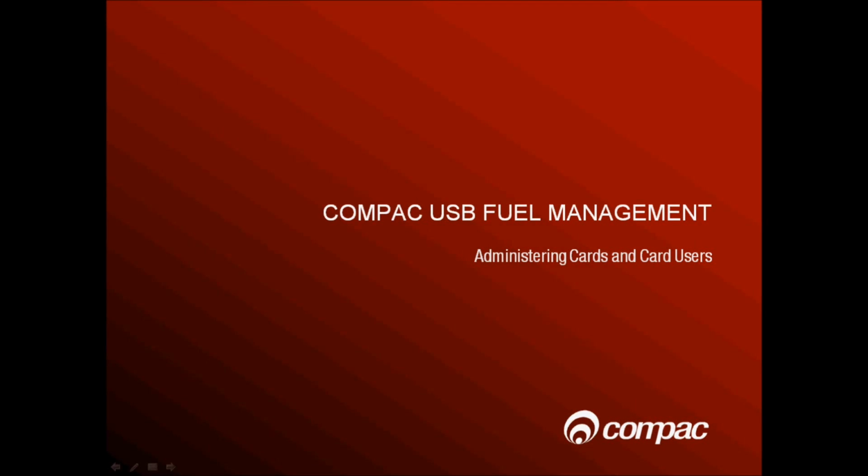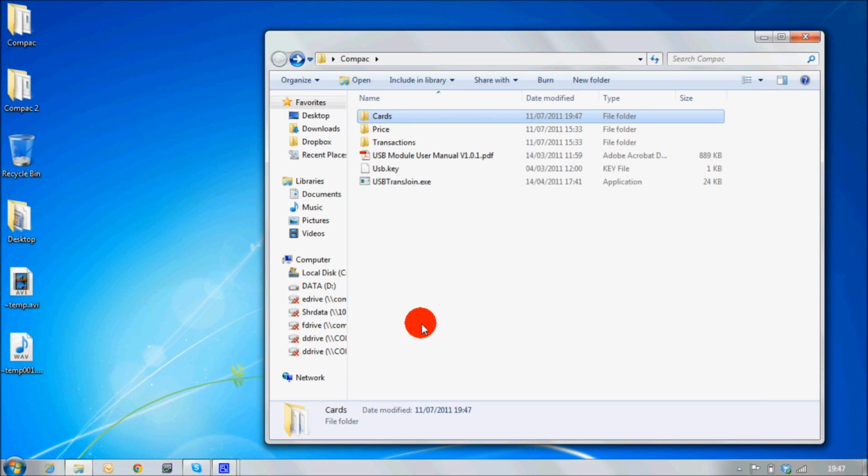This is a short tutorial showing you how to administer your cards and card users using your Compac USB fuel management system. The first step is to insert the supplied USB key into your PC. The USB key should appear as a new drive on your PC, and the first step is to browse to the cards folder on that key.